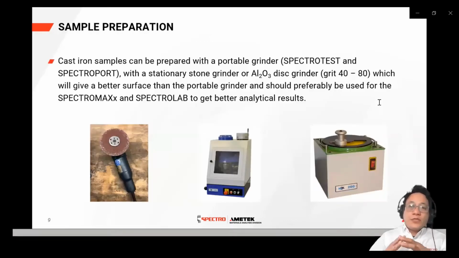Sample preparation is so essential for the measurement process and to achieve reliable results. For measurements with the spectral test or spectral port in the field, you can use a hand disc grinder, or if available and possible, a stationary disc grinder like the one on the right can be used as well. For analyses with the SpectroMax or SpectroLab, it's preferable to use a stone grinder or a stationary disc grinder.